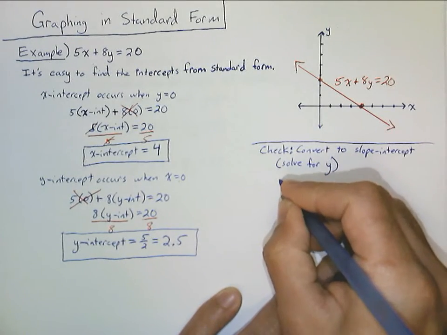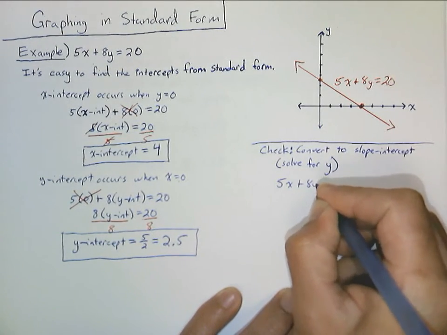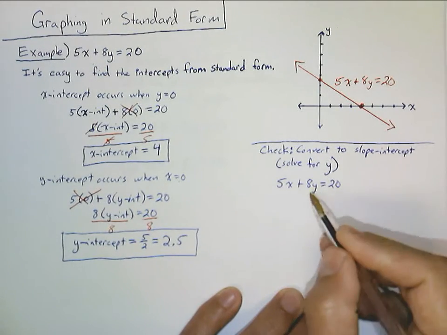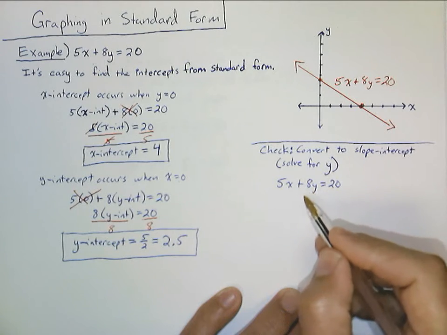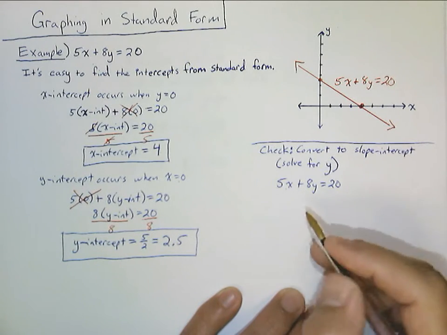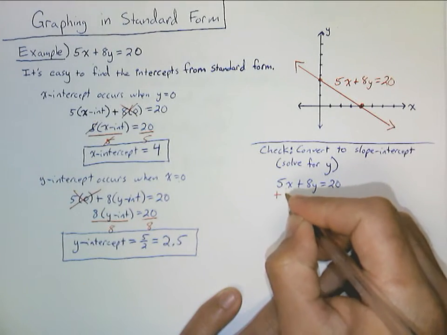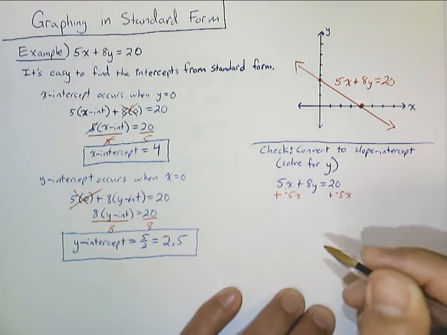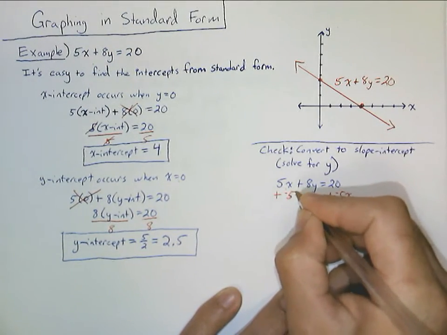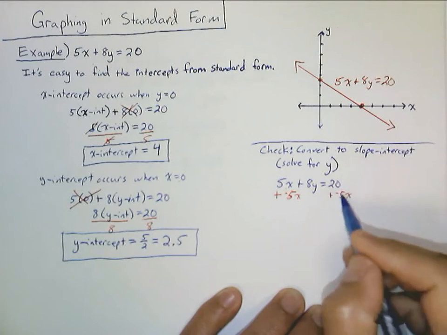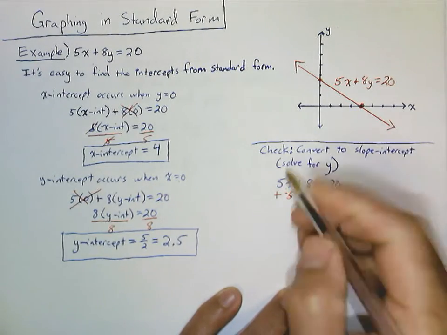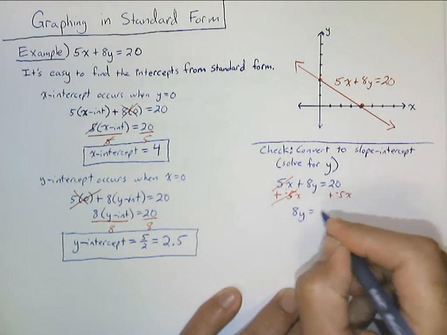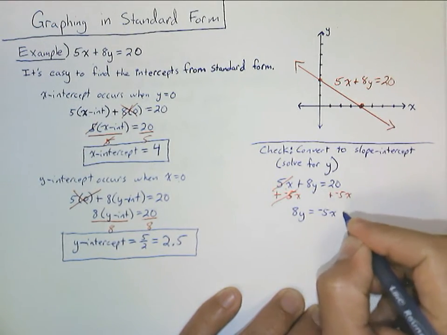So we take our equation, 5x plus 8y equals 20. We've got to undo what's being done to y in reverse order of operations. So we've got to undo this adding 5x first. So we'll add negative 5x to both sides, or subtracting 5x, but that's the same thing. I like adding negative 5x because it's commutative, and now we can switch this around if we want to. Those go away, and we have 8y is equal to negative 5x plus 20.